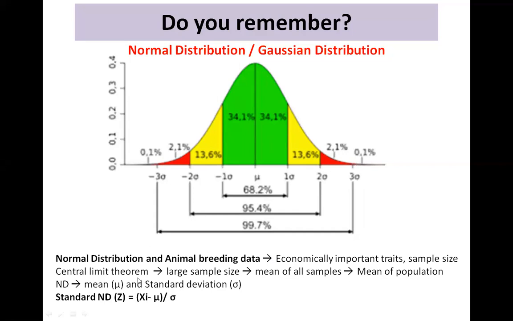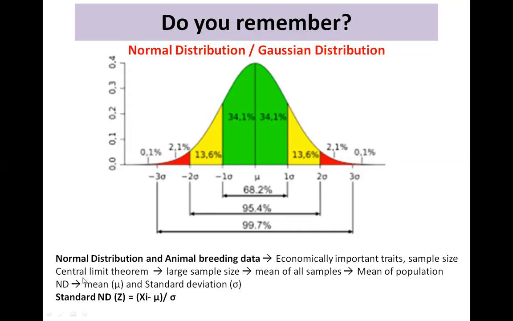Now how is it concerned with us? We know the normal distribution curve, and if we are concerned with animal data, ours are traits of economic importance, maybe milk yield, meat yield, egg size or egg number. So all our animal breeding data pertain specifically to economically important traits. Another is the sample size. We have to consider different sizes of sample so that we can have a mean value which is nearer to the population mean.